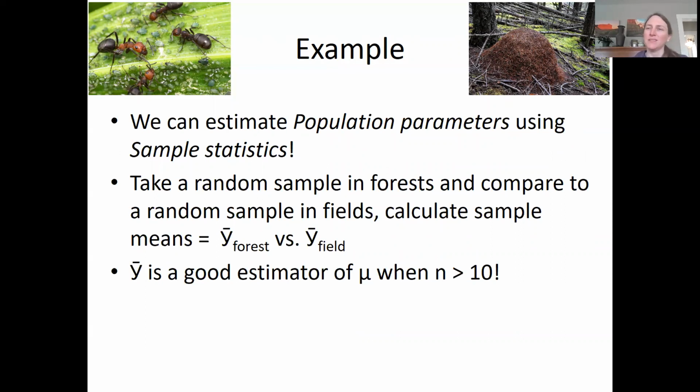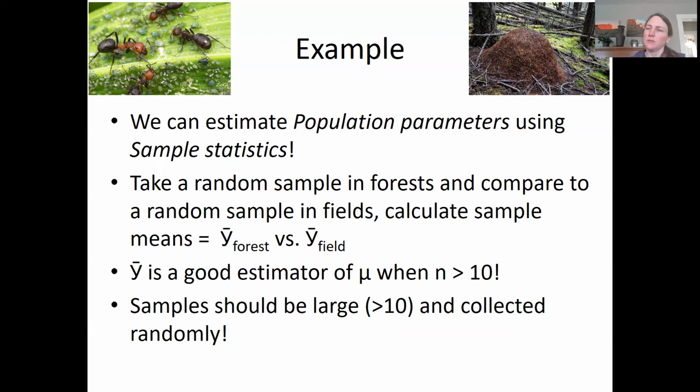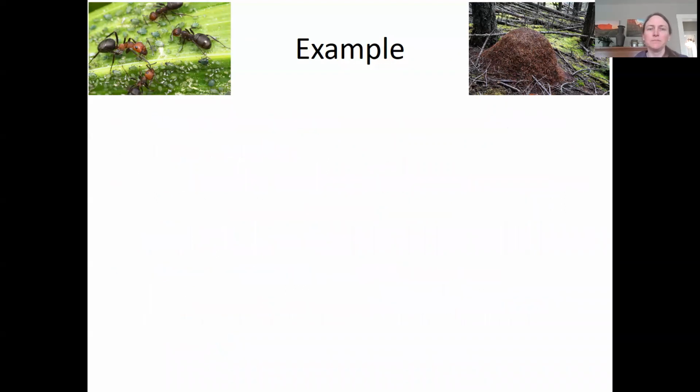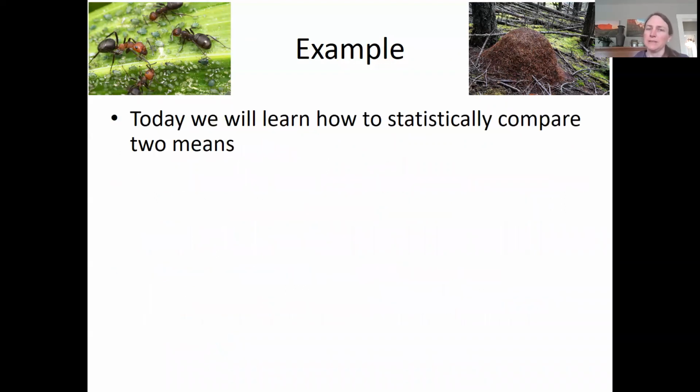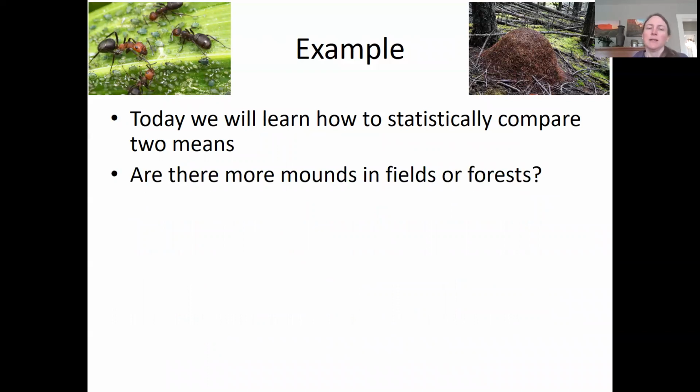Now, Y bar is a good estimator of mu when your sample size is greater than 10, roughly, right? So you need a large sample size is basically what this is saying. And so your samples should be large and they should be collected randomly to be doing appropriate statistical work. So today we're going to learn how to statistically compare two means. We're going to ask this question: are there more mounds in fields or forests?